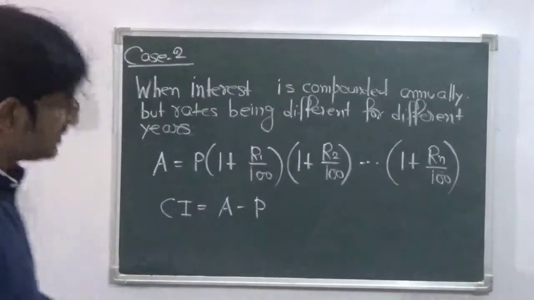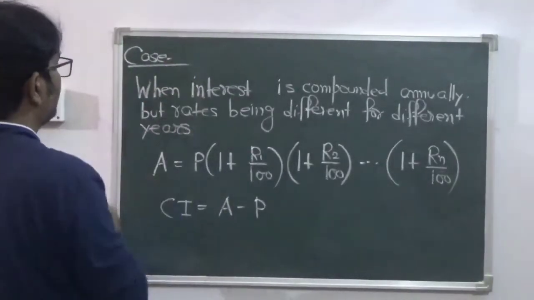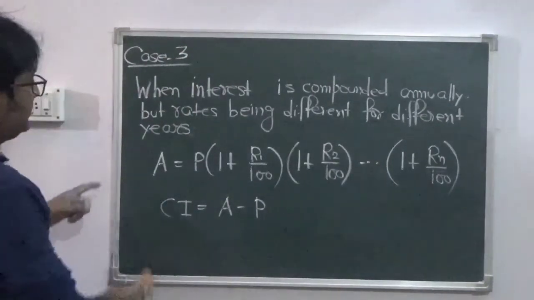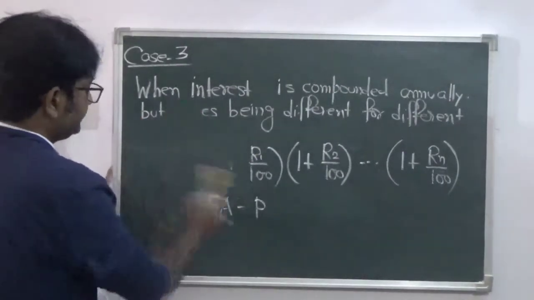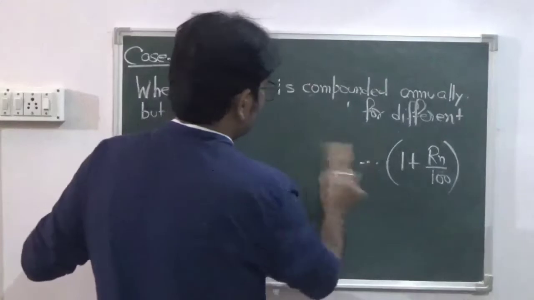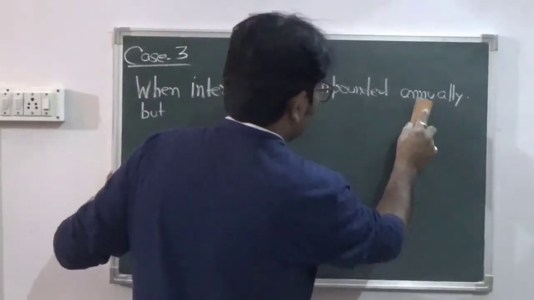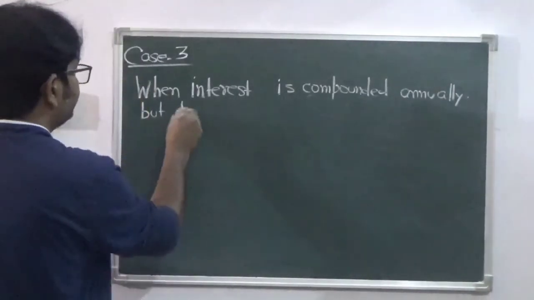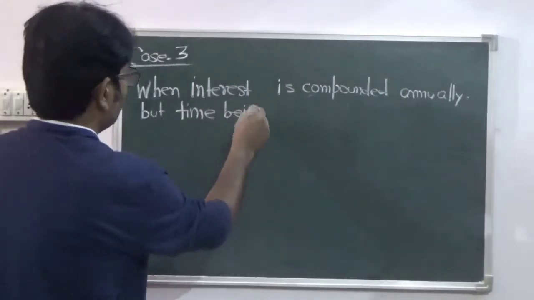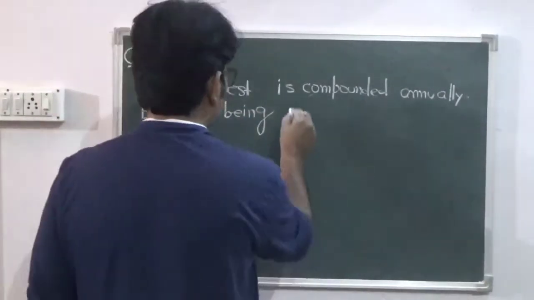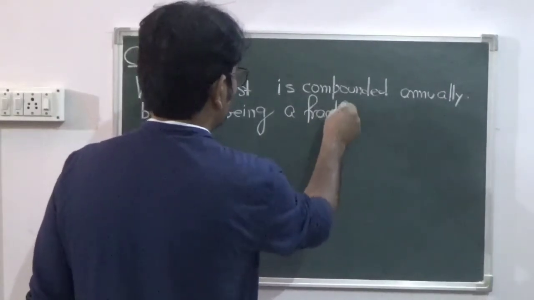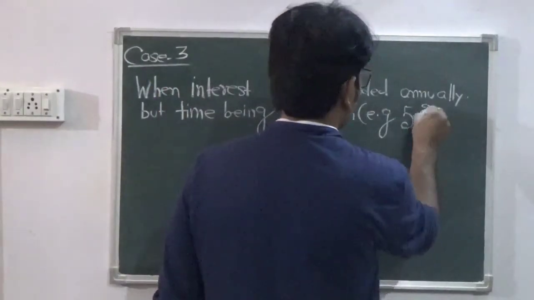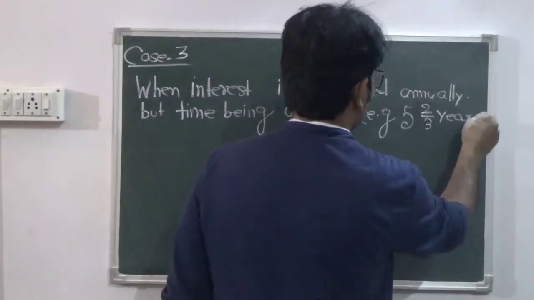Now the third part, case number 3. Case 3 is when the interest is compounded annually but time is a fraction. For example, you take it as 5 2 by 3 years.